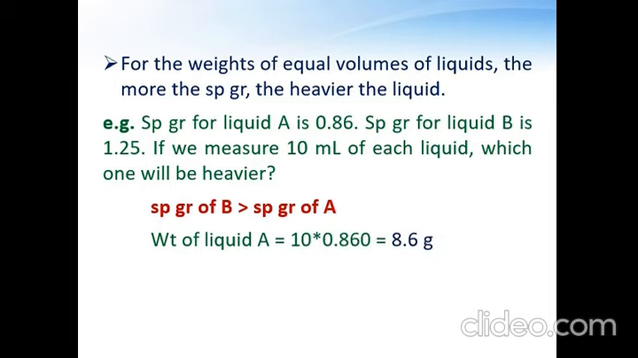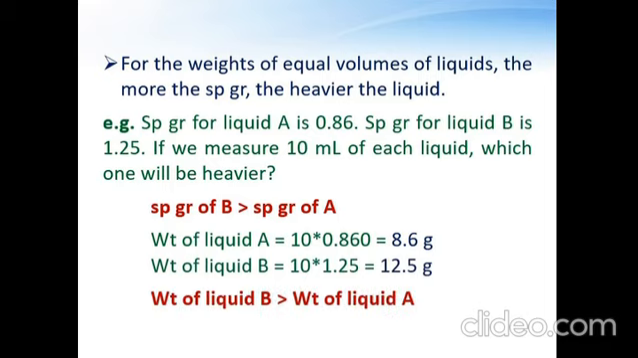Let's do the proof. Weight of liquid A is 10 times 0.86. That is 8.6 grams. And the weight of liquid B is 10 times 1.25. That is 12.5 grams. And from there we compare the numbers. Same unit, we directly compare the number. Weight of liquid B is more than the weight of liquid A. So, for the weights of equal volumes of liquids, the more the specific gravity, the heavier the liquid.